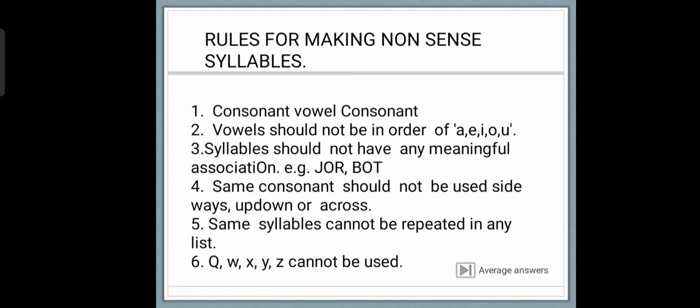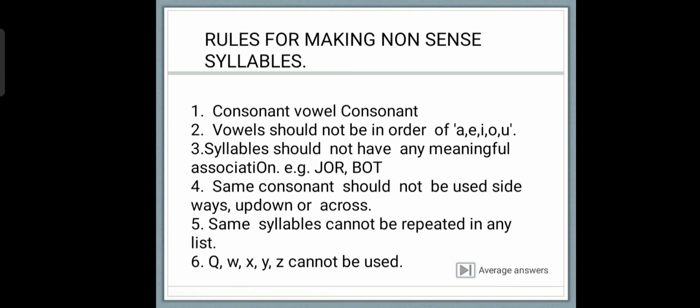So for the lists of paper, the nonsense syllables should not have the order of A, E, I, O, U in between. Okay, they should not have that. That order should not be there. Like when you're creating the list, make sure the middle vowel does not come in order of A, E, I, O, U. Then it should not have any meaningful association.